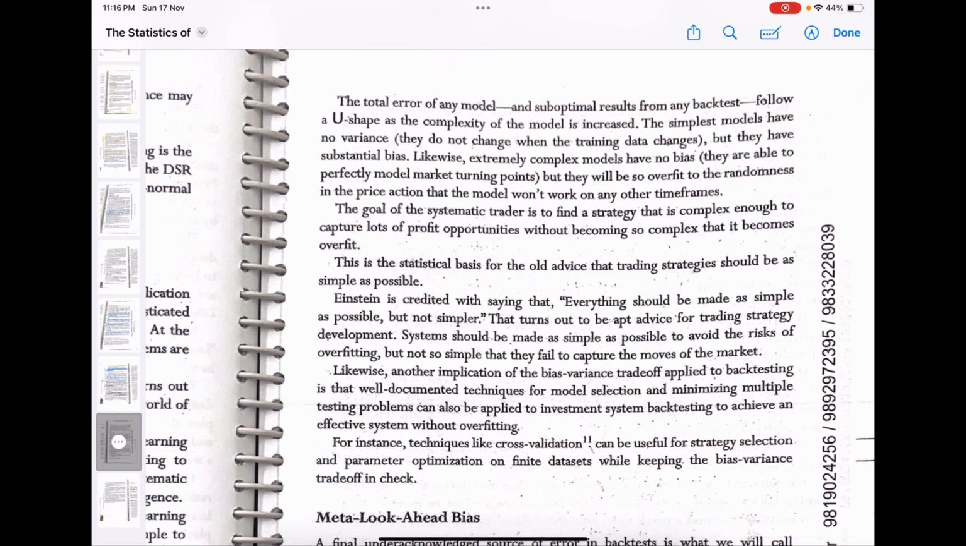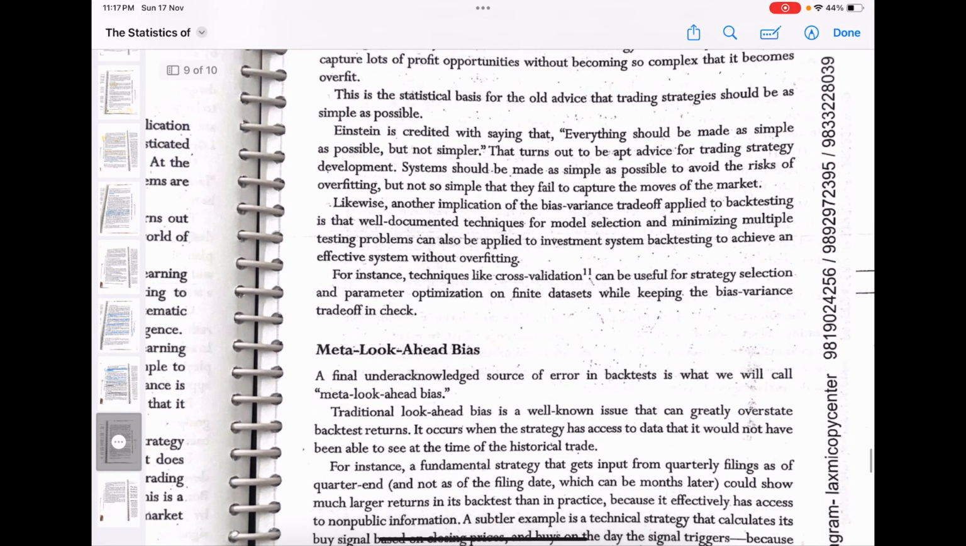The goal of the systematic trader is to find a strategy that is complex enough to capture lots of profits without becoming so complex that it becomes overfit. So there should be some sort of a balance in it. This is the statistical basis for the old advice that trading strategy should be as simple as possible. Einstein is credited with saying that everything should be made as simple as possible, but not simpler.